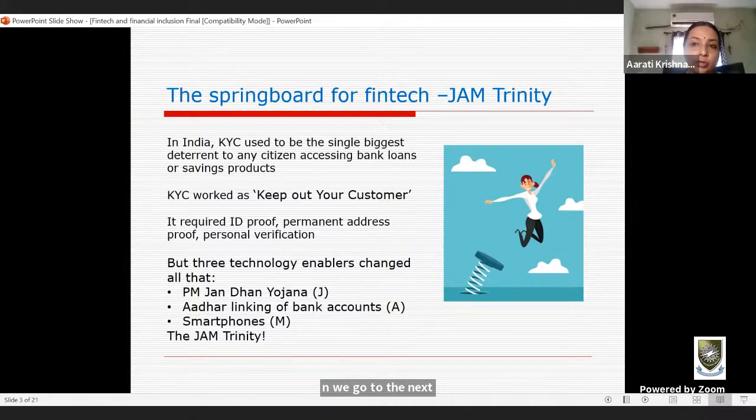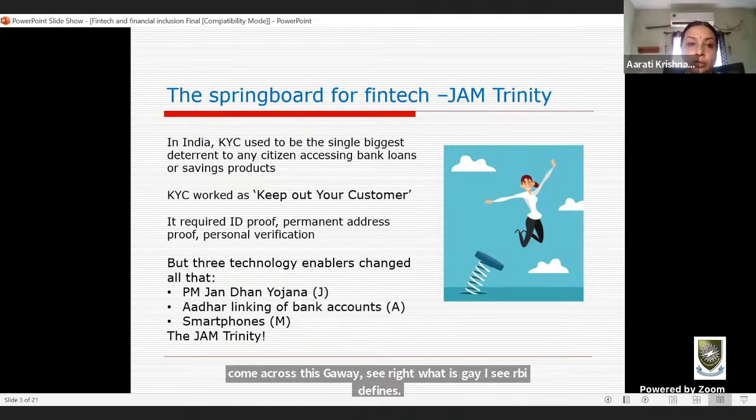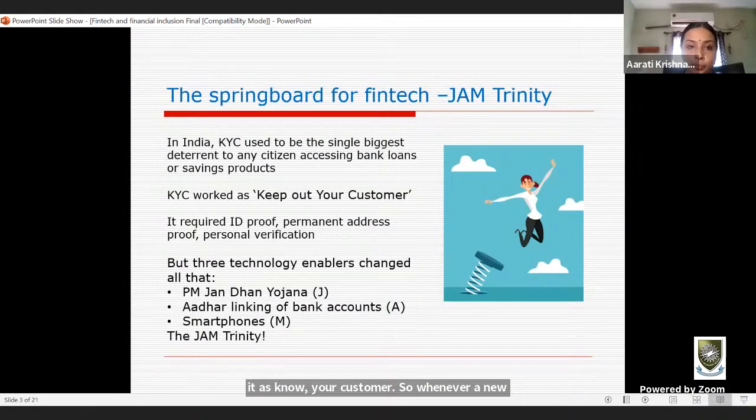As students, all of you may not have bank accounts, or some of you may have. When you first join your first job, actually, and you want to open an account in your own name for crediting salaries, etc., the first thing you'll come across is KYC, right? What is KYC? RBI defines it as know your customer. So whenever a new customer wants to open a bank account or initiate any financial transaction, RBI wants the bank or whichever institution is opening an account to know their customer. They want to know all your details.